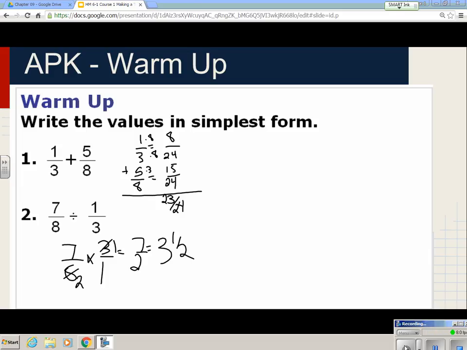If you got those right, good job. You didn't forget these skills. If you got them wrong, you probably need to freshen up on these things. Go to Khan Academy, work on those fraction activities to make sure you are strong on them.